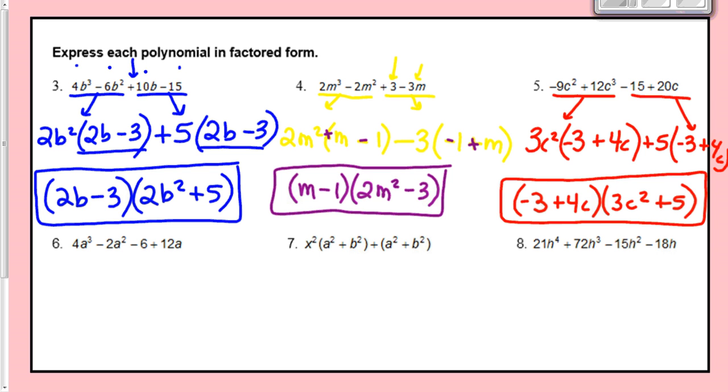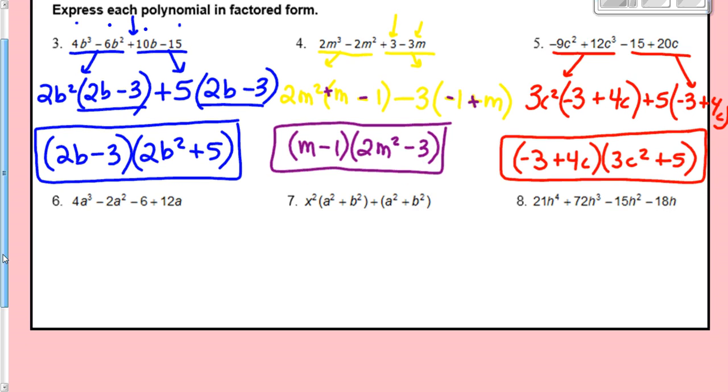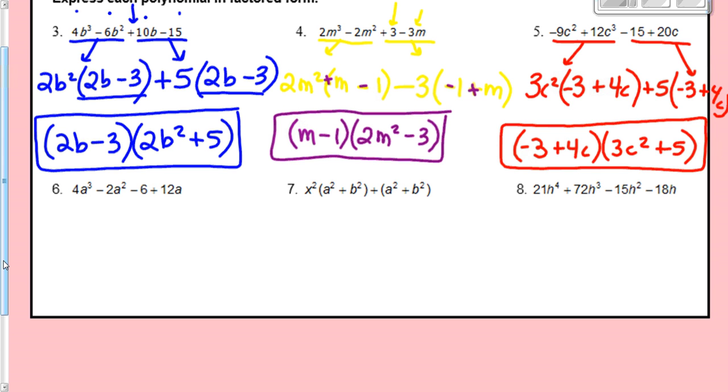Alrighty, so number 6. For this problem, we want to, again, check to see if there's something I can take out of all 4. And for once, there actually is. I can take out a 2 from all 4 of these terms. That hasn't happened yet, right? So when I take a 2 out, I'm left with 2a cubed minus a squared minus 3 plus 6a. Okay, that's a little different. We haven't done that yet. That doesn't mean I'm done.